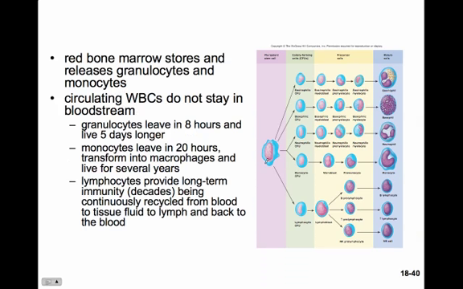The granulocytes will leave the red bone marrow in about 8 hours and live 5 days longer. The monocytes will leave in about 20 hours, and there they'll transform into macrophages, and they'll live for several years. The lymphocytes will provide long-term immunity, decades, so they live a very long time, being continuously recycled from blood to the tissue fluid to lymph and back to the blood.